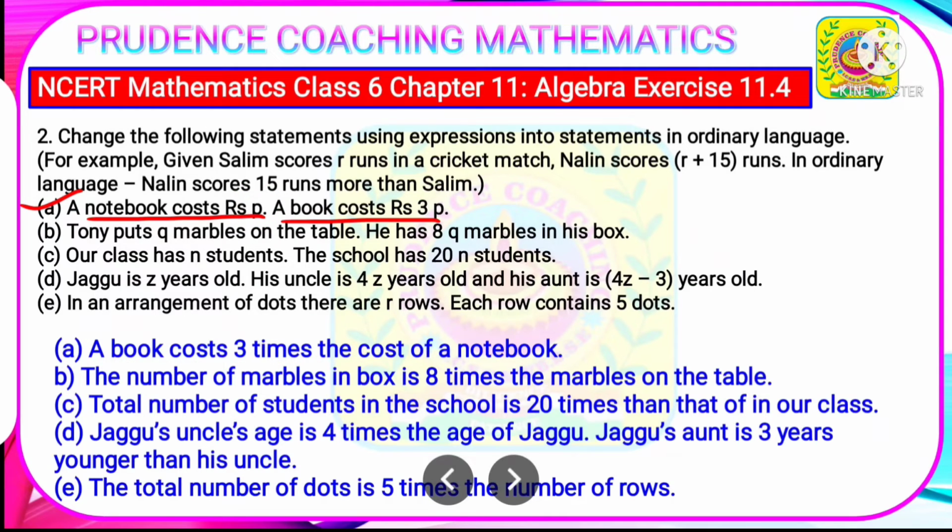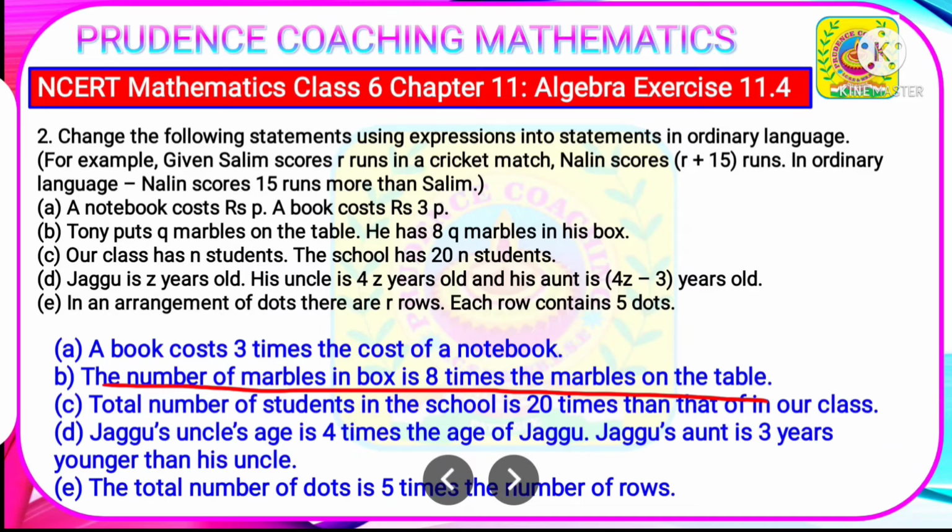Next one, number B. Tony puts Q marbles on the table. So how many marbles are there on the table? Q. He has 8Q marbles in his box. So how are you going to write this in ordinary language? You will just write the number of marbles in the box is 8 times the marbles on the table. As on the table you have Q, and Q into 8 is 8Q. So we have written the number of marbles in the box is 8 times the marbles on the table.